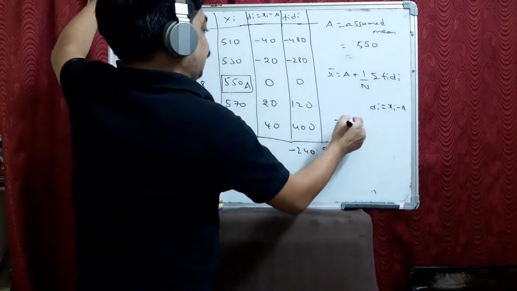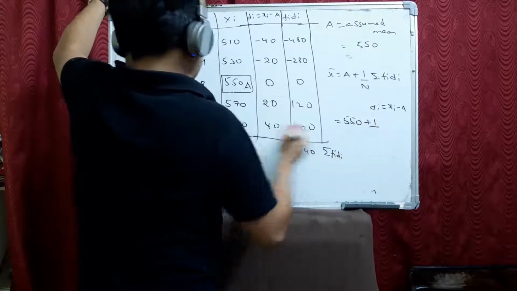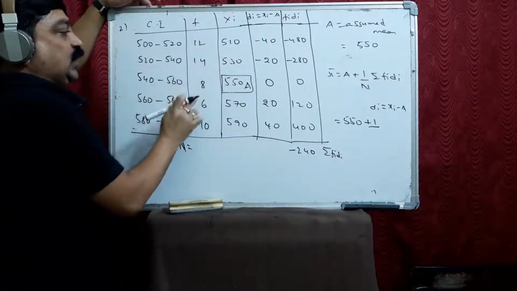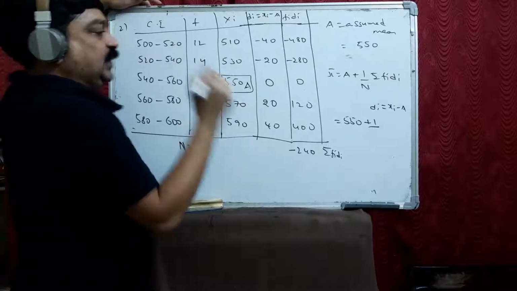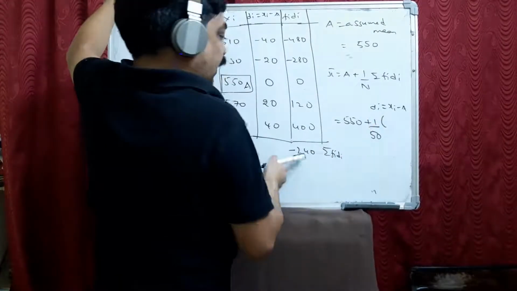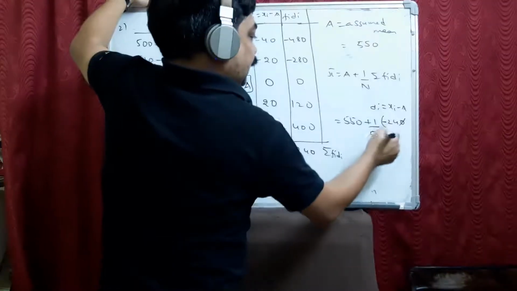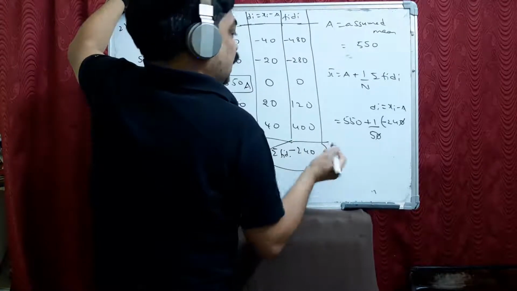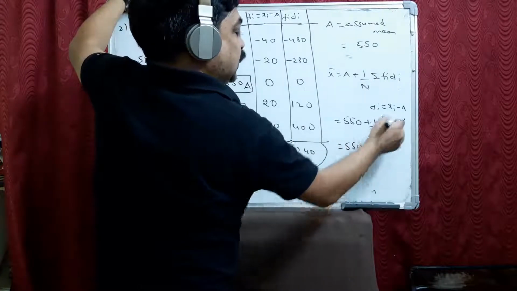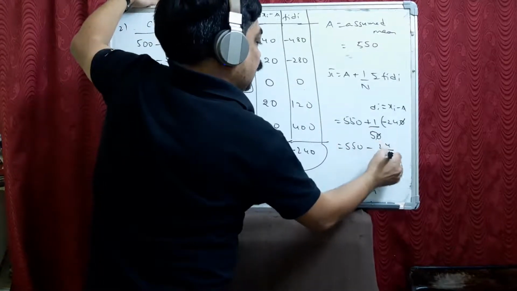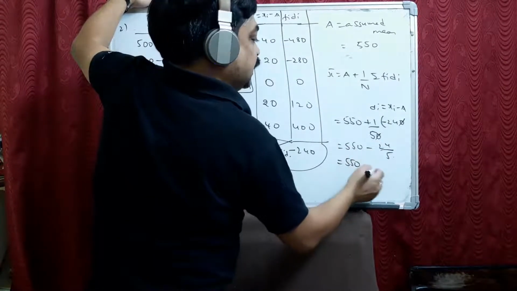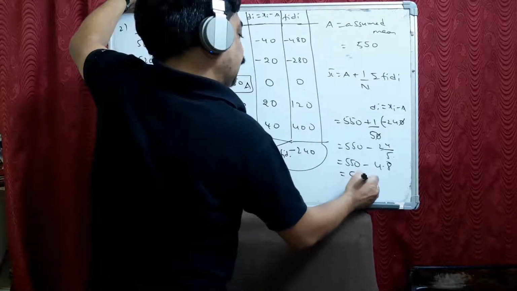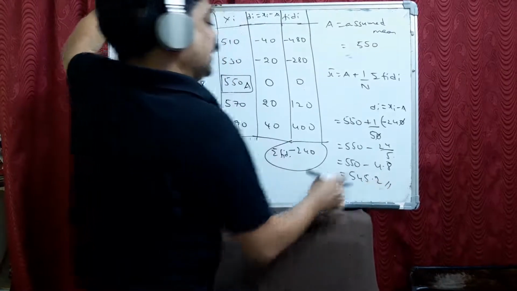What is A? A is 550 plus 1 by n. Capital N we didn't find. Capital N is nothing but the sum of the frequencies: 12 plus 14 is 26, 34, 40, 50. Okay. 1 by 50 of sigma Fi di, which is minus 240. Cancel these two. So it becomes 550 minus 24 by 5. 24 by 5 is 4.8. It becomes 545.2. This is the arithmetic mean.